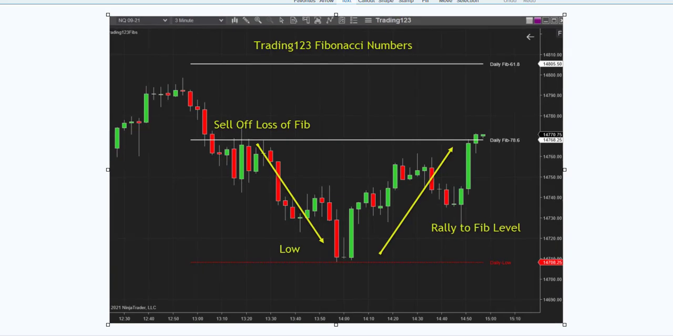Now this is the same thing on the NQ 3-minute chart. It peaks up here at the high at 1 o'clock, loses the fib level, sells off to a new low, and then rallies back up to the fib level, completing the pattern. So as you see, support and resistance is identified, and then the price action consolidates around it.